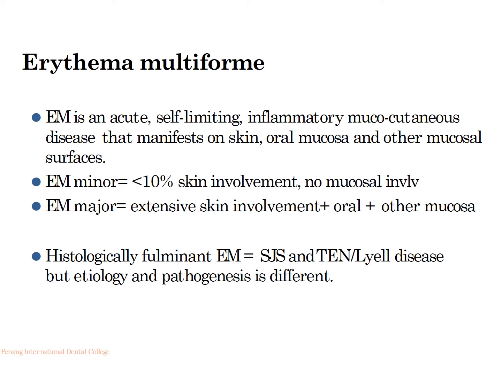Now let's go on to erythema multiforme. This is an acute self-limiting inflammatory mucocutaneous disease that manifests on skin, oral mucosa, and other mucosal surfaces. There are various classifications, but the simple one would be classifying it as erythema multiforme minor, which involves less than 10% skin involvement and no mucosal involvement. Erythema multiforme major is where there is extensive skin involvement, oral involvement, as well as other mucosal involvement.